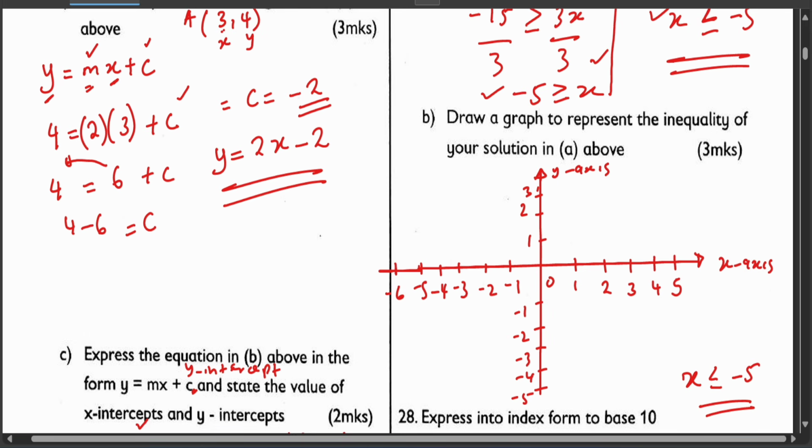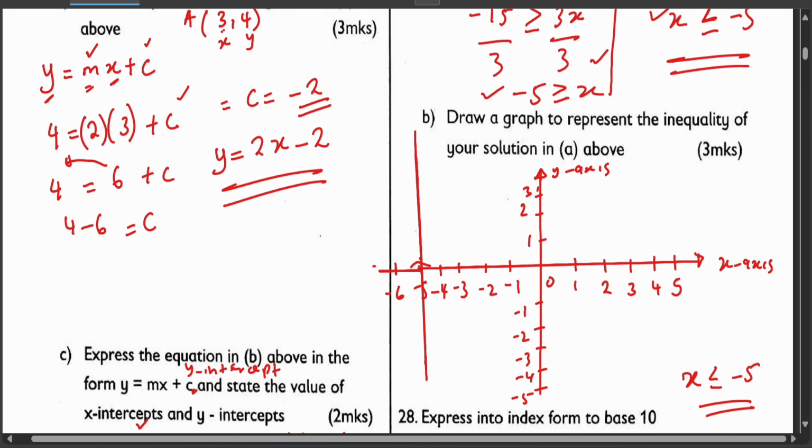So you draw a vertical line that cuts the x-axis at -5. Draw it here, okay. A full line, not a dotted one. So you draw a vertical line at -5. You have been told x is less or equal to -5.